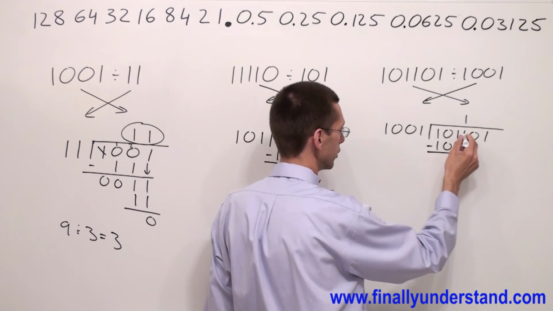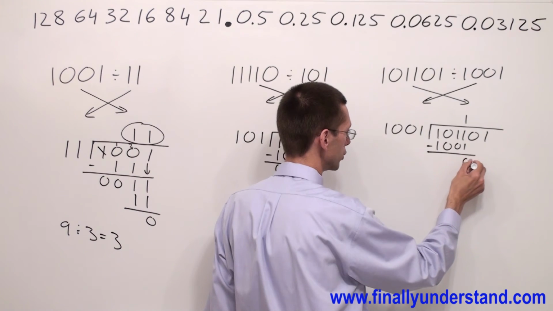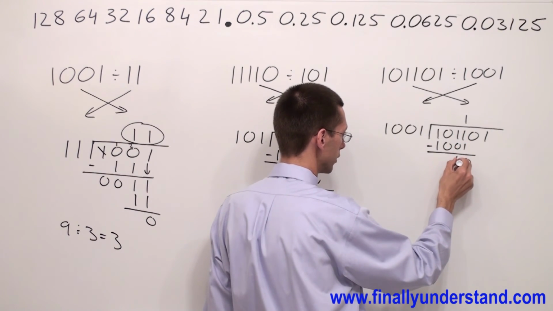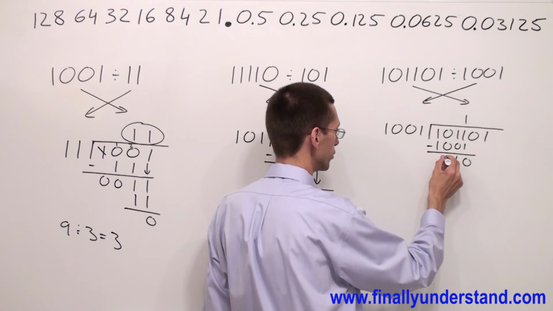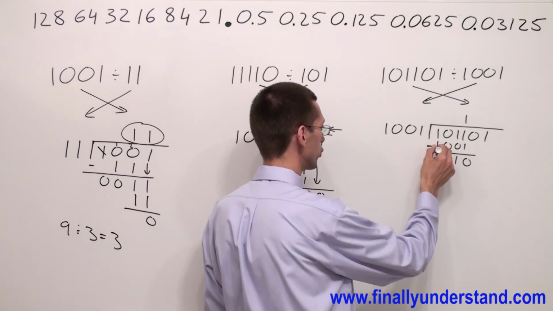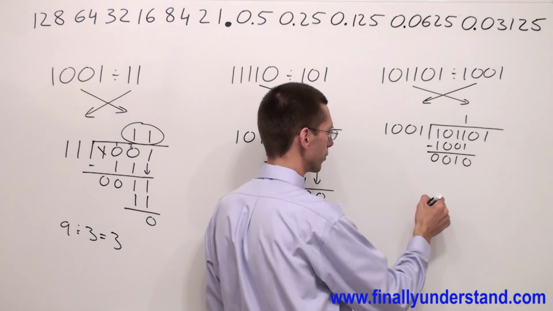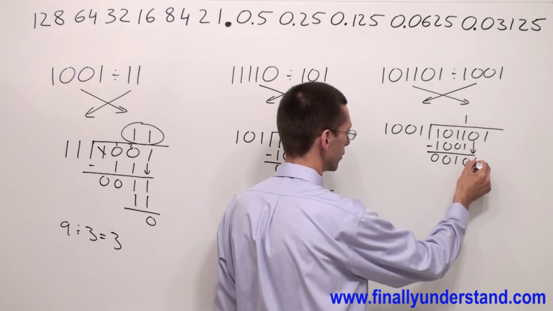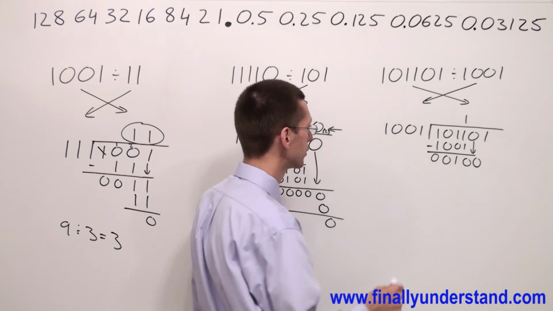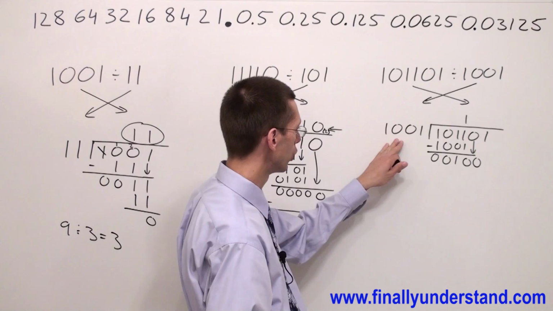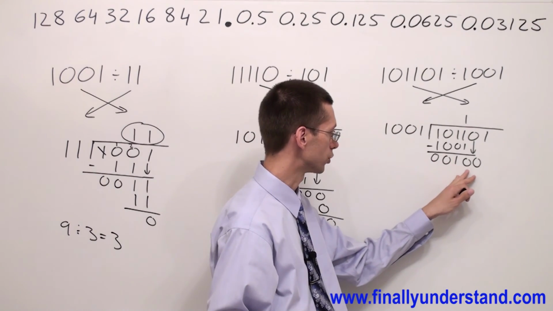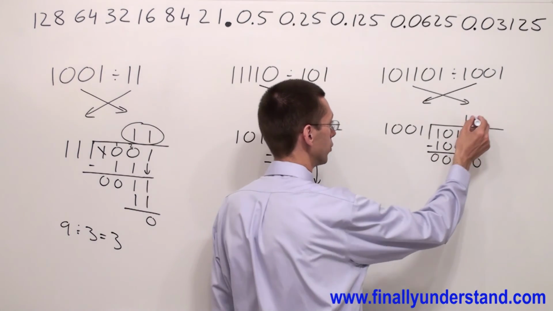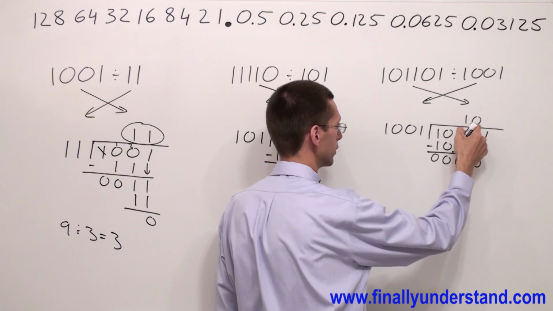Perform subtraction. 1 minus 1 is equal to 0. 1 minus 0 is equal to 1. 0 minus 0 gives me 0. 1 minus 1 is equal to 0. Next, you're supposed to bring down 0. How many times 9 goes into 4? Because 1, 0, 0 is binary 4. None. That's why I have to write 0 in this case.